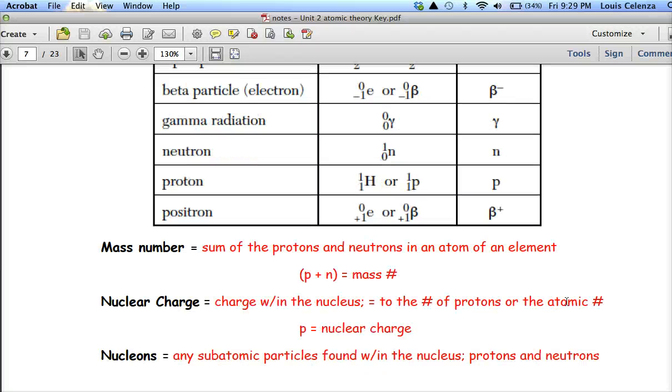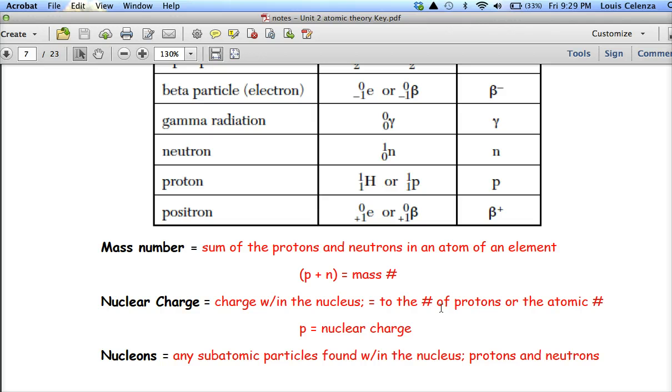A couple of terms that you should be familiar with. The mass number, as we said, is the sum of the protons and neutrons. You add the number of protons and neutrons, that gives you the mass of an atom. And we'll go back later on and determine, well, if an atom has 6 protons like carbon and 6 neutrons, why is its mass not 12? Why is it 12.0 something something? And that's because there's more than just that that's taken into account. And we'll get into that later.